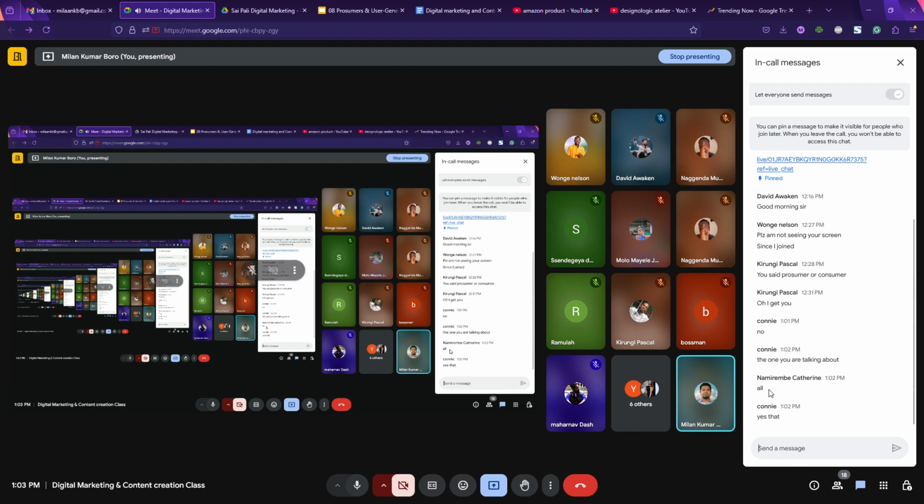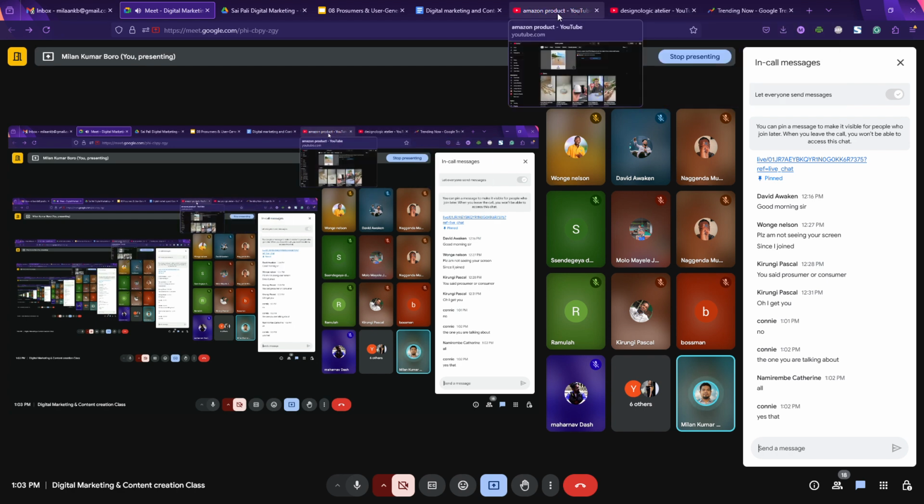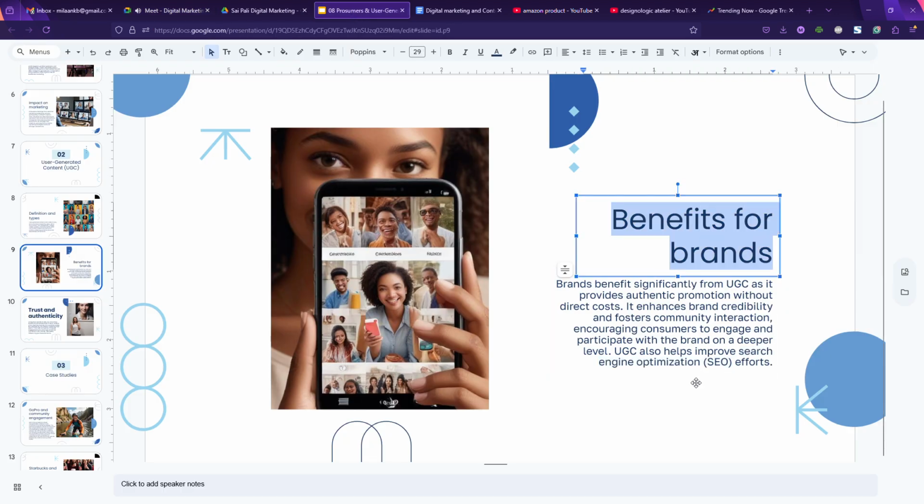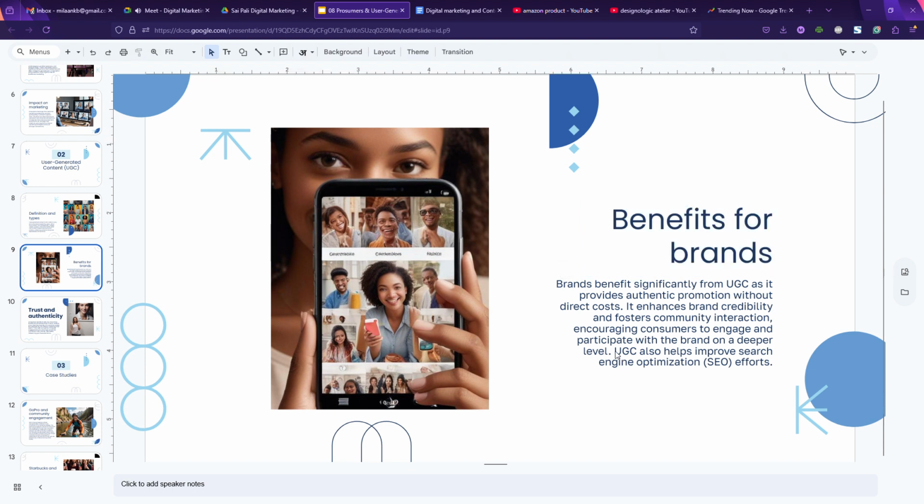Okay, Catherine also has confusion. So let's go topic by topic. At first, we are talking about SEO, the benefits, how it's beneficial for brands. So user generated content will improve search engine optimization efforts. Search engine optimization is optimizing content so that it becomes easier for search engines to search.